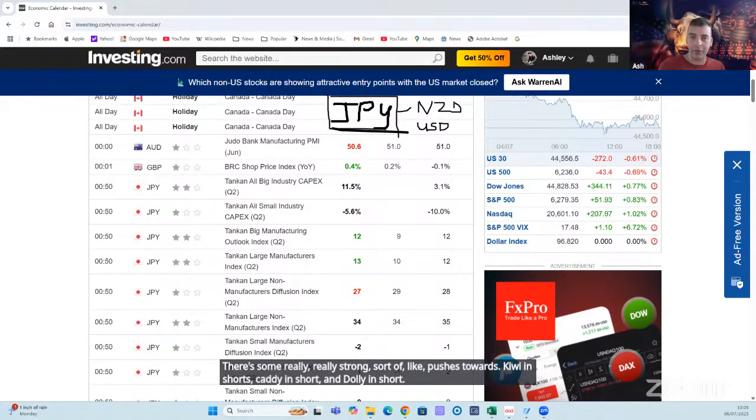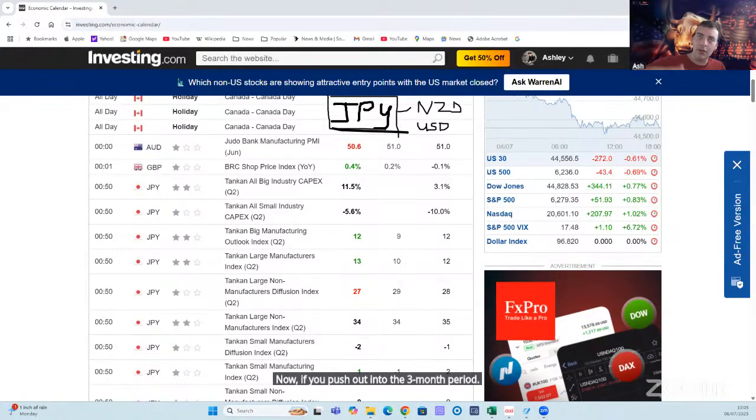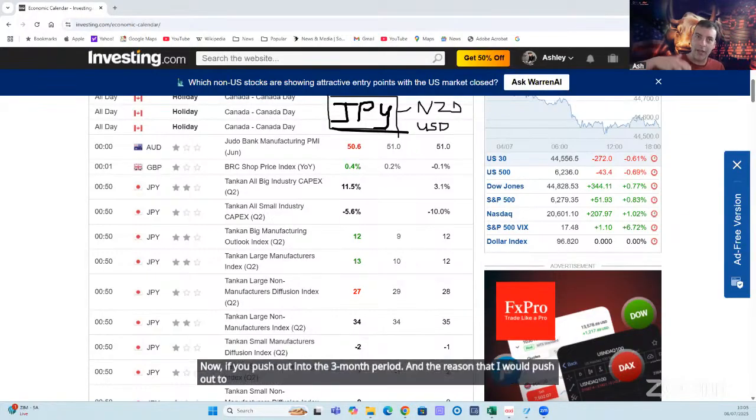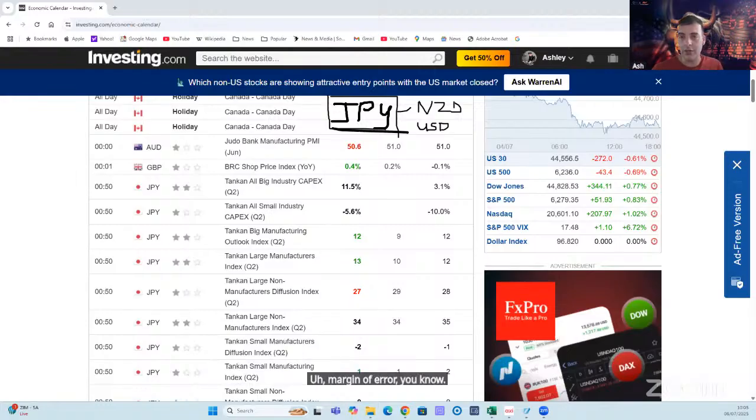Now, if you push out into the 3 month period, and the reason that I would push out to a 3 month period is because then it gives you some margin of error. If your timing is a little bit off, you can continue to look at it. Then the Kiwi still underperformed. The yen still outperforms the Kiwi by 60%, and it outperforms the dollar by 60%, and the Aussie. But because the Aussie's not in the monthly picture, I'd focus more on the Kiwi and the dollar. So then we can start to look at hot data because it's a starting point, right? It's an easy starting point.